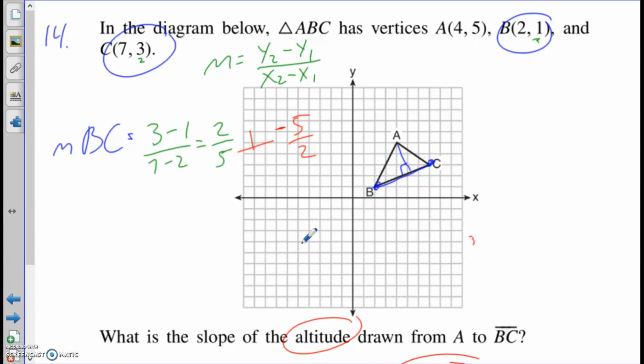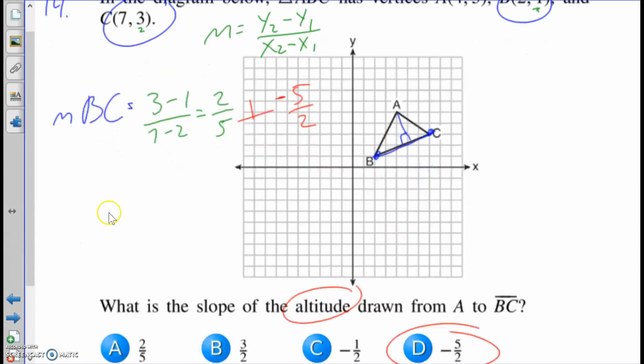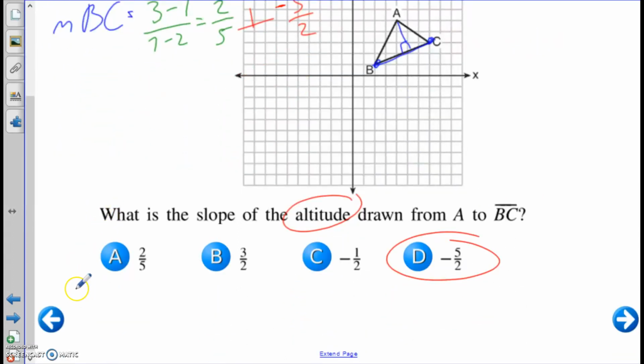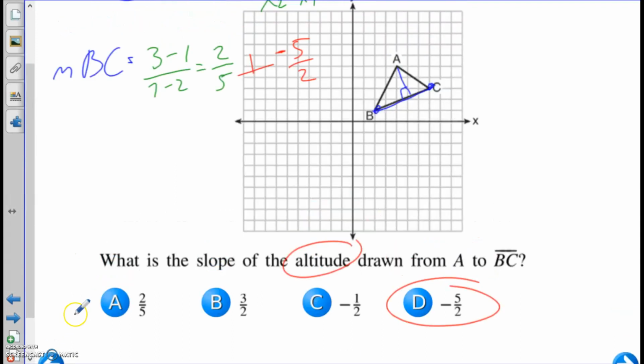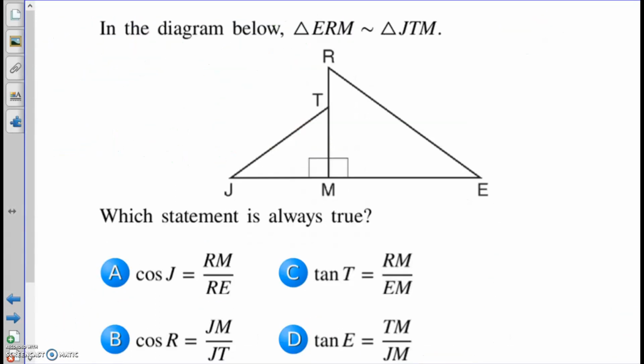You kind of have to go the backdoor route of thinking about what you have, how it's related, what you're looking for, special properties, and figure it out. That's what's tough about geometry. It's always a puzzle. So this is 14. Let's go to 15.